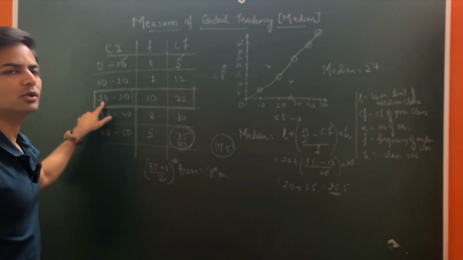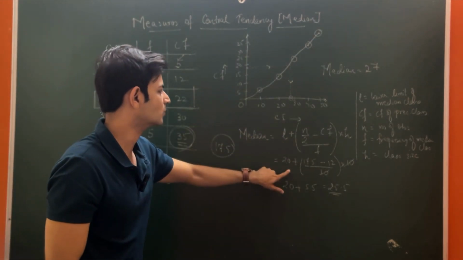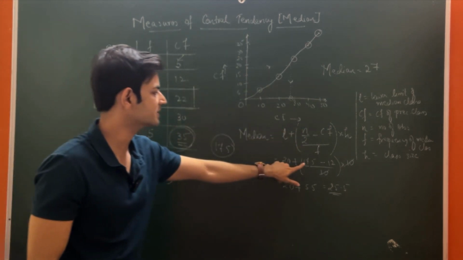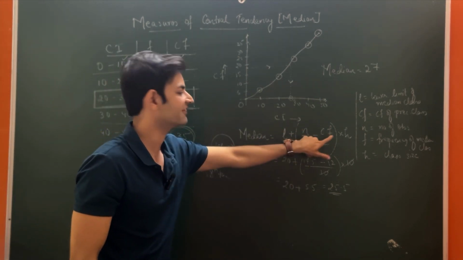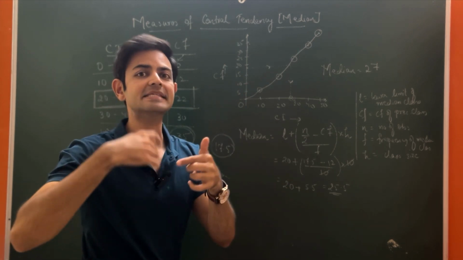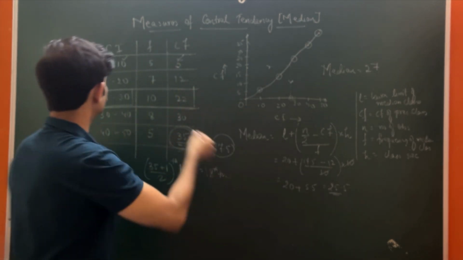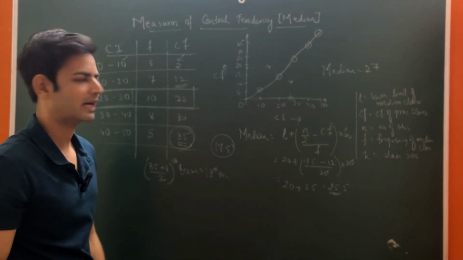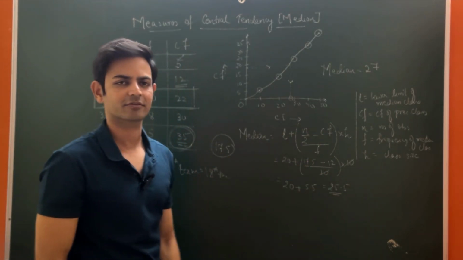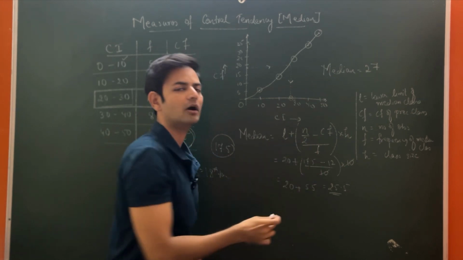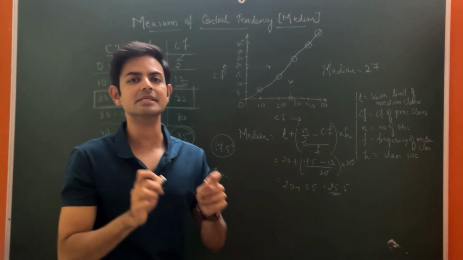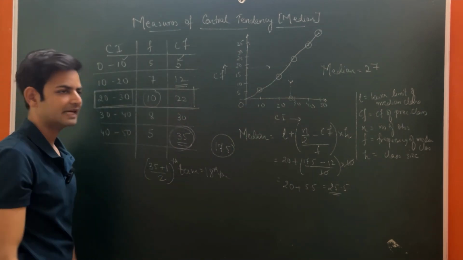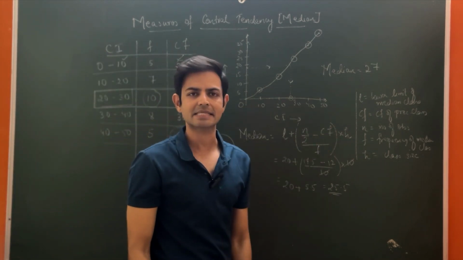So 20 is the lower limit here. So L is 20. N by 2, N here was 35, so N by 2 is 17.5. CF: now we take the CF of the preceding class of the median class. So this was our median class, so the preceding CF is 12. So we take this as 12 upon F. Now F is the frequency of the median class. So the frequency of the median class here is 10, and H is the class size.